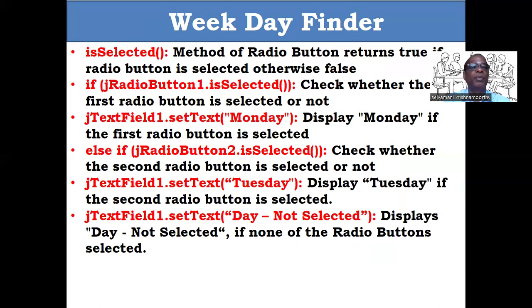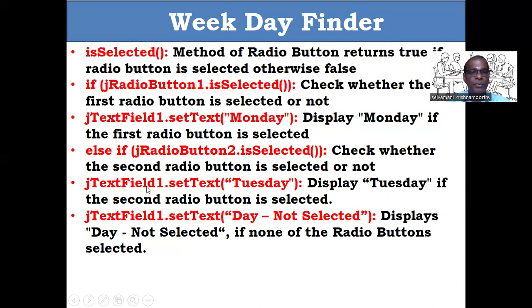Now just briefly we can explain what we studied today. isSelected is a method of the radio button that returns true if the radio button is selected, otherwise false. If J radio button 1 dot isSelected, this condition checks whether the first radio button is selected or not. jTextField1.setText("Monday") displays Monday if the first radio button is selected. That is what we studied. Else if J radio button 2 dot isSelected checks whether the second radio button is selected or not.